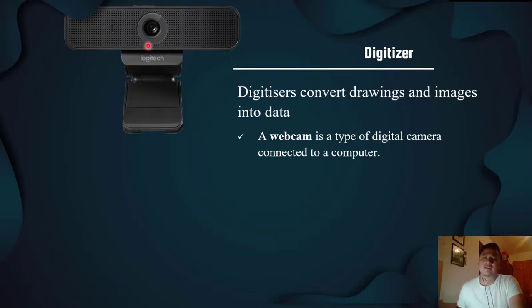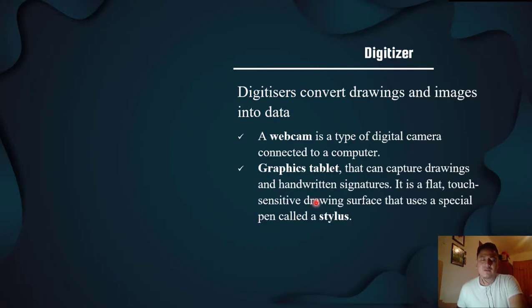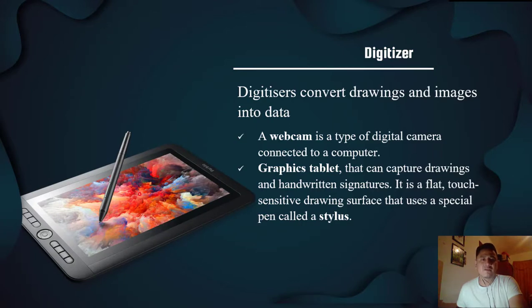have our online classes. Another type is a graphics tablet. Now these graphics tablets are not the Samsung tablets that you are used to seeing or the iPads that you see on a daily basis. No, those are types of mobile devices. These graphics tablets are devices that can capture drawings and handwritten signatures. It is usually a flat, touch-sensitive drawing surface like the image here that uses a special pen called a stylus. Okay, we'll look at these styluses later on.